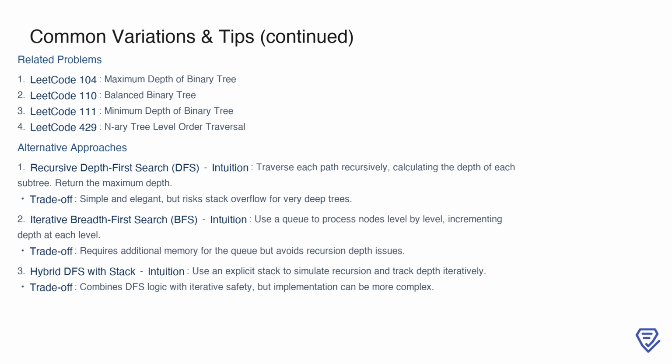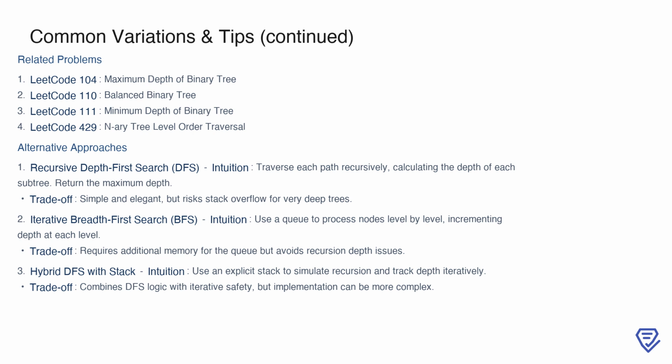In terms of solving approaches, there are three main strategies to consider. The first is recursive DFS, where you traverse each path recursively and calculate the depth of each subtree, returning the maximum depth. This method is simple and elegant but risks stack overflow for very deep trees. Alternatively, iterative BFS uses a queue to process nodes level by level, incrementing the depth at each level. While this approach avoids recursion depth issues, it does require additional memory for the queue.